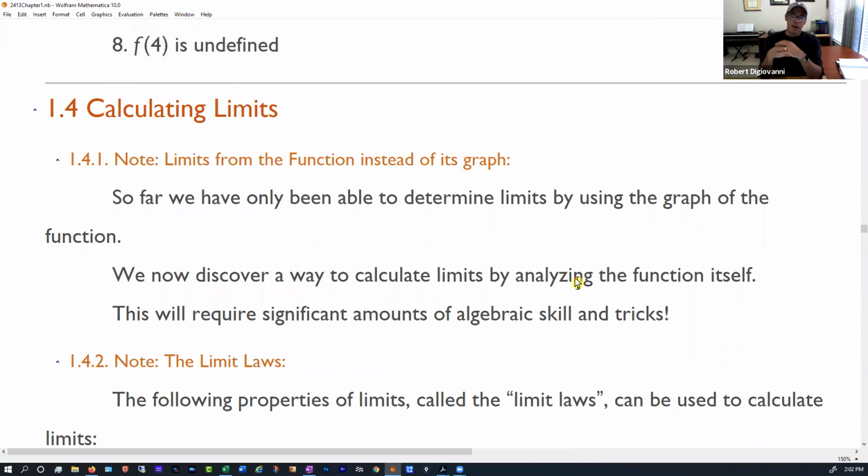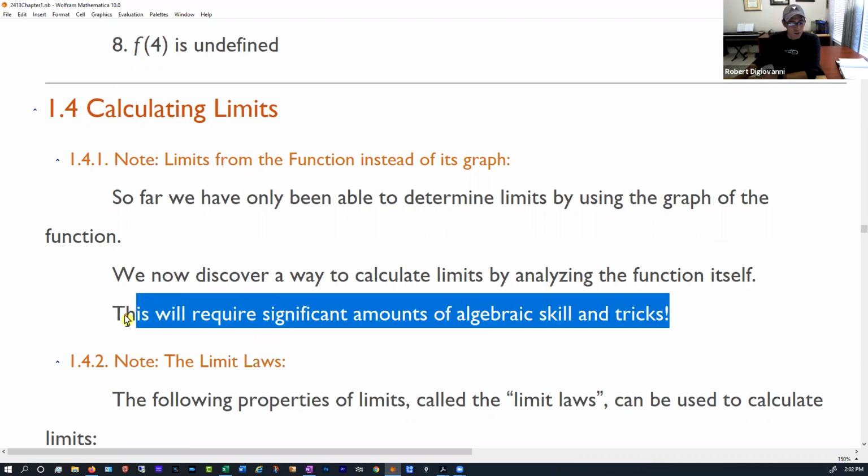So everything we've done up to this point, we've analyzed graphs, and we've been able to look at limits from the left and right, and everything has been pretty okay because it's visual. Now what we need to do is invest some time into figuring out how we determine the limits of a function if we just have the function, right? f of x equals blah. No pictures. To do this will require significant amounts of algebra and tricks.